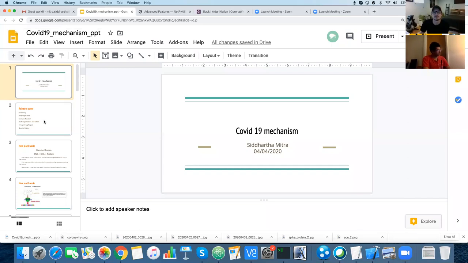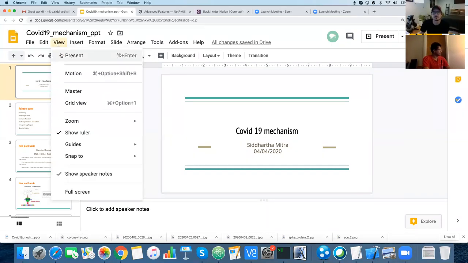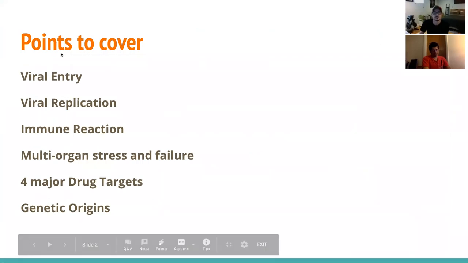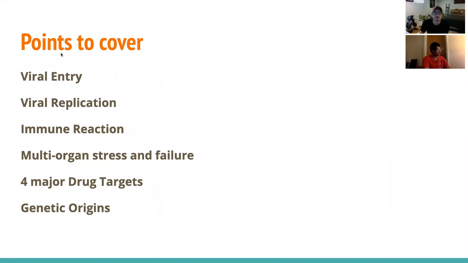Okay, so the outline of the talk is, as Arthur had mentioned, the overall points would be how the virus enters the cell, how it multiplies, then what leads to the immune reaction. And then in severe cases, there's this multi-organ stress and failure. And then just what are the four major drug targets? And in the end, I'll come back to, again, how the virus actually works, which is the genetic origins, and essentially identify how we can better find a treatment and target the virus.